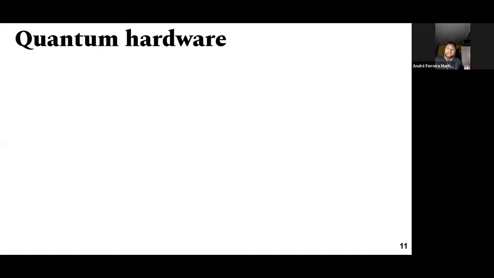But we do have some quantum hardware which is already available for us to use to make some proofs of concept and things like that. And the thing is that we have different architectures, different proposals of physical systems which implement the qubits, which implement all these ideas that I told you about.